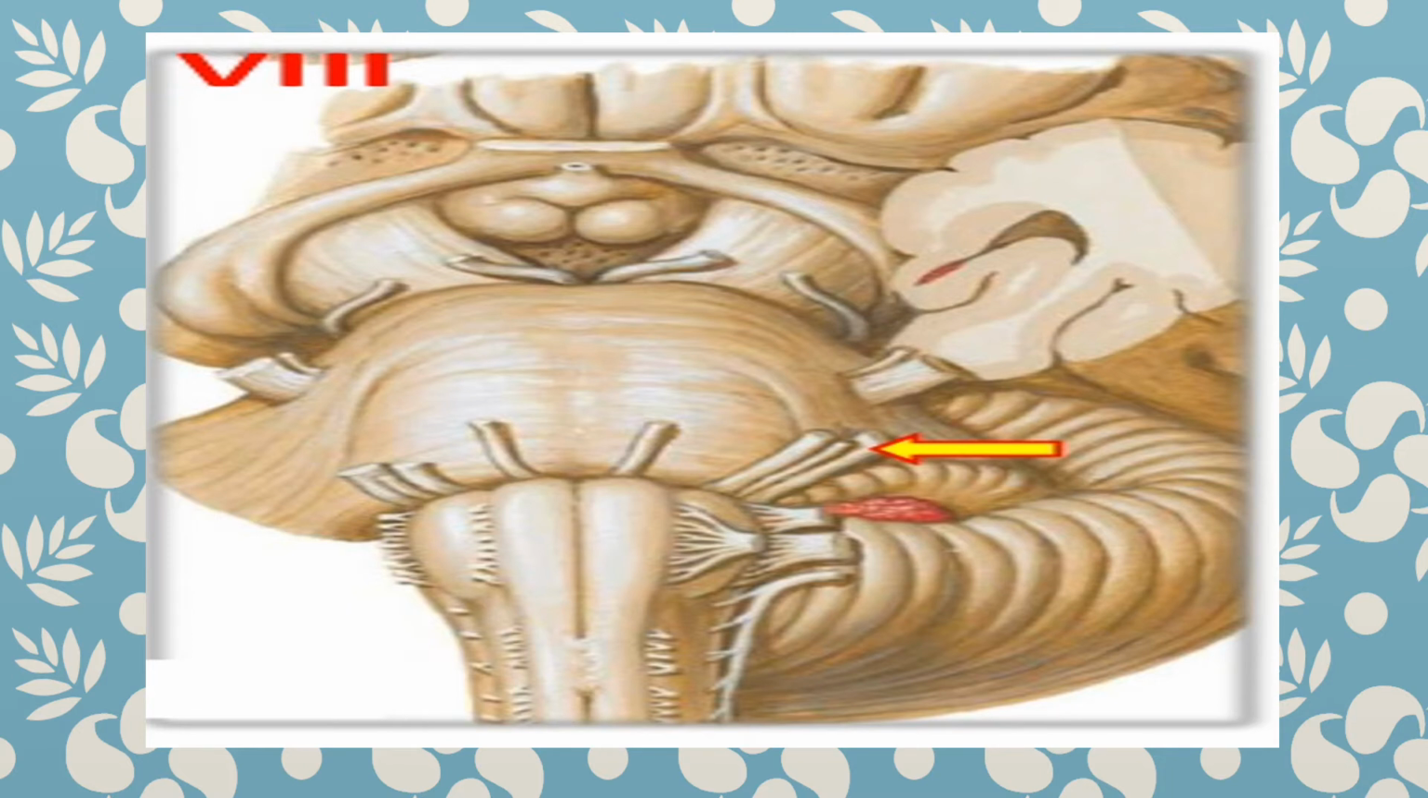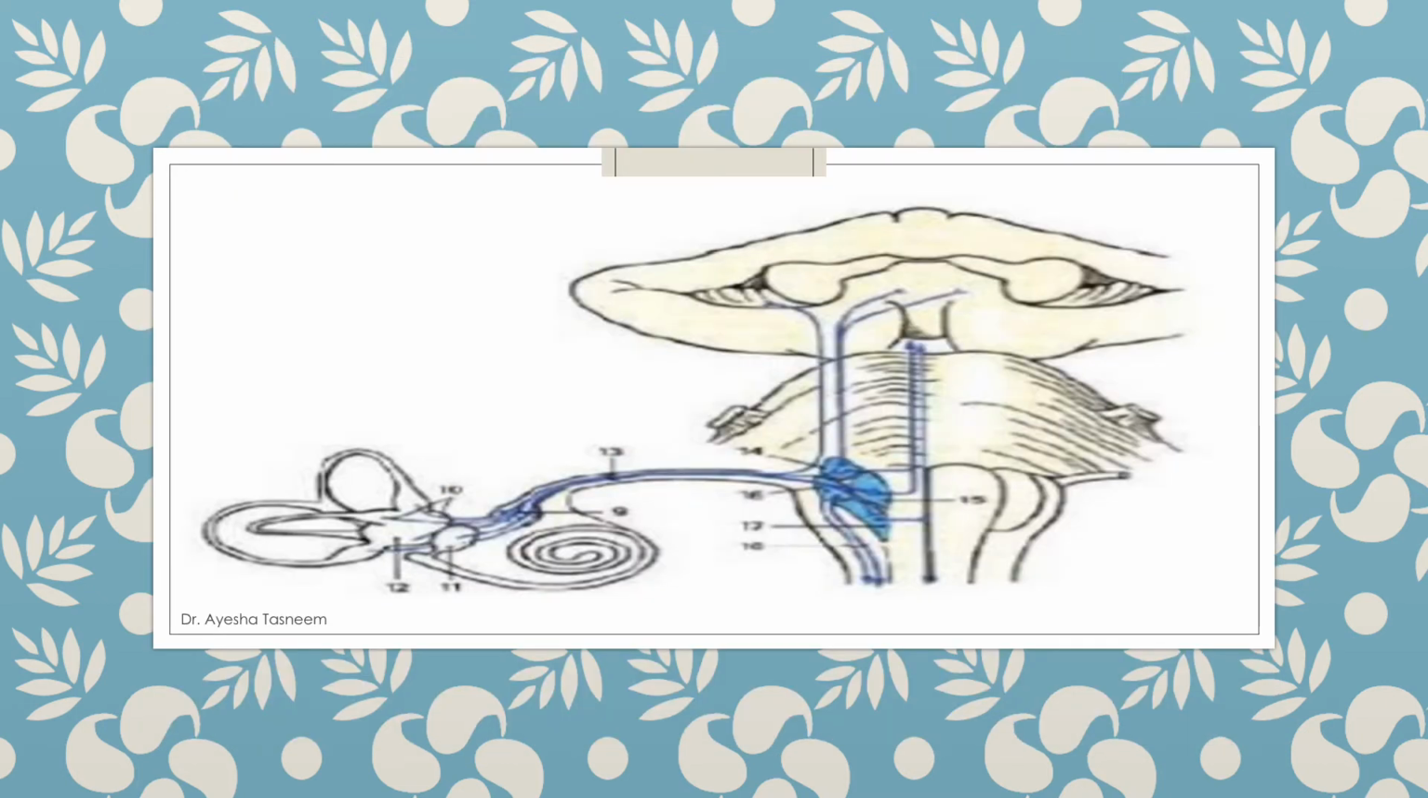This is the attachment of the vestibulocochlear nerve to the brainstem. Here you can see the arrow is showing the vestibulocochlear nerve, and the other two nerves are the facial nerves. This picture is again showing how the vestibulocochlear nerve is associated with its nuclei and how the fibers are going towards the higher centers.